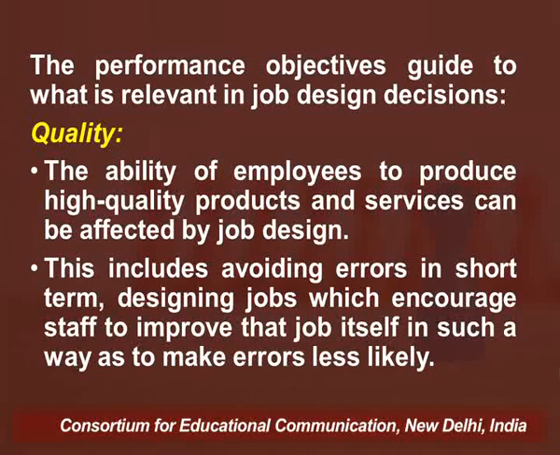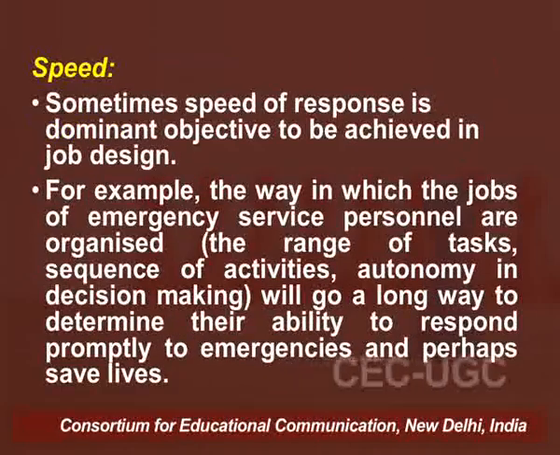So the first aspect, or the first objective, is quality. The ability of employees to produce high quality products and services can be affected by job design. So this includes avoiding errors in the short term, and designing jobs which encourage staff to improve the job itself in such a way that errors are less likely to occur. The second is speed, or the pace with which a job is performed.